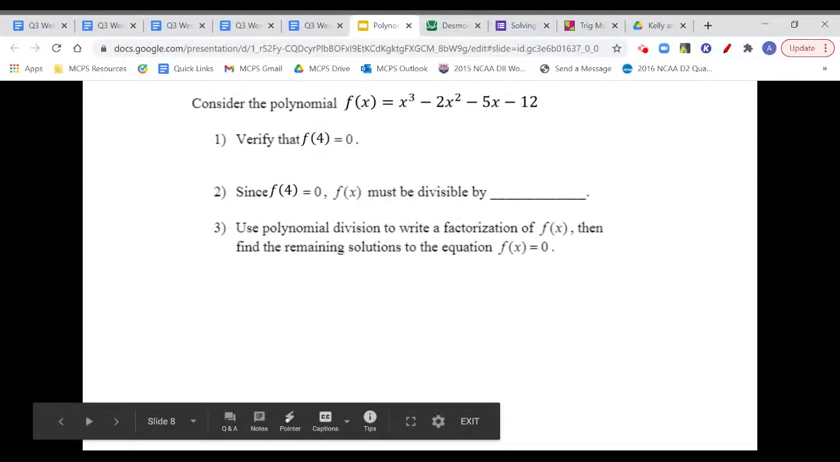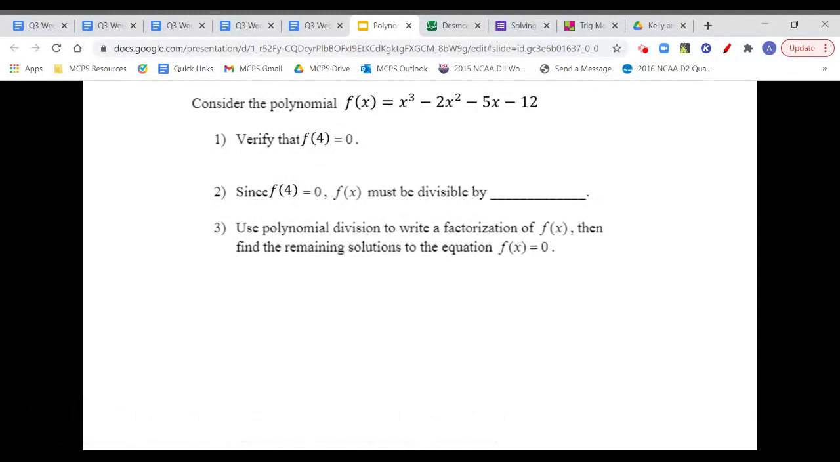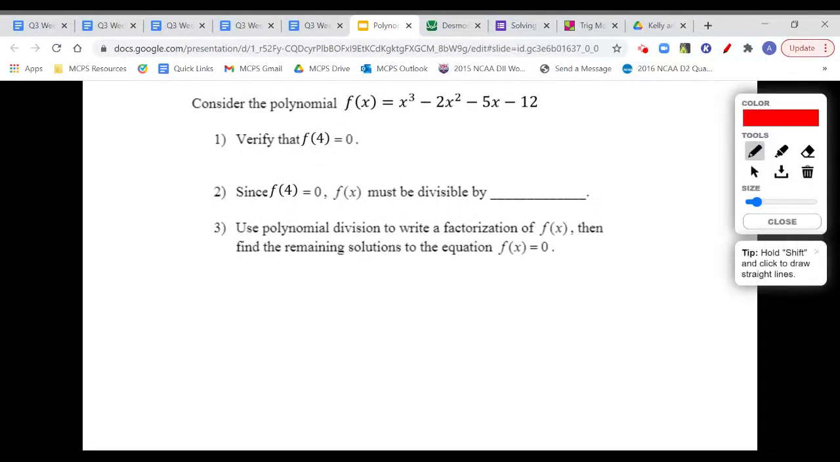Last type of problem we are going to go through. Here, consider the polynomial f of x equals x cubed minus 2x squared minus 5x minus 12. We did this in class, but I just wanted to go through it again to show you the thinking here and how this is the type of problem that really combines all of the other learning that we've done. The first thing it asks us to do is verify that f of 4 equals 0.